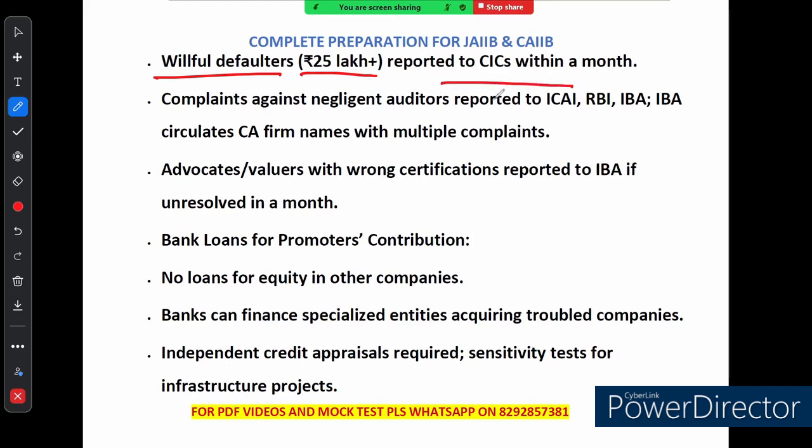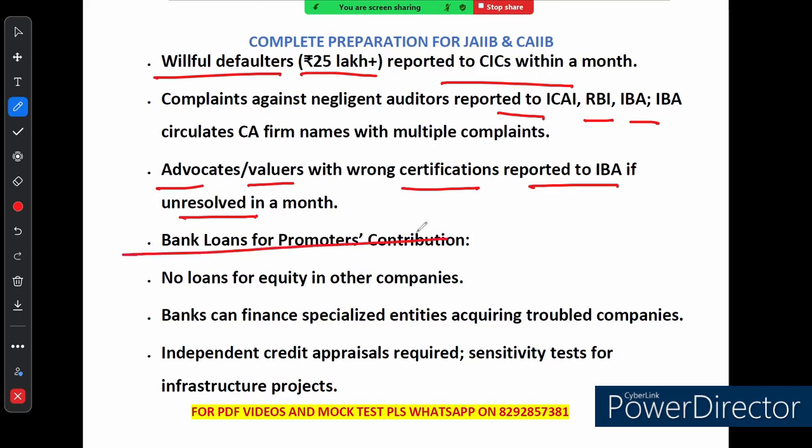If there are complaints against a negligent auditor, the bank reports this to ICAI, that is Institute of Chartered Accountants of India, the RBI and the Indian Bank Association. The IBA also shared the names of CA firms with multiple complaints. For advocates and valuers who provide incorrect certification, the bank will report them to IBA if the issue is not resolved within 1 month.